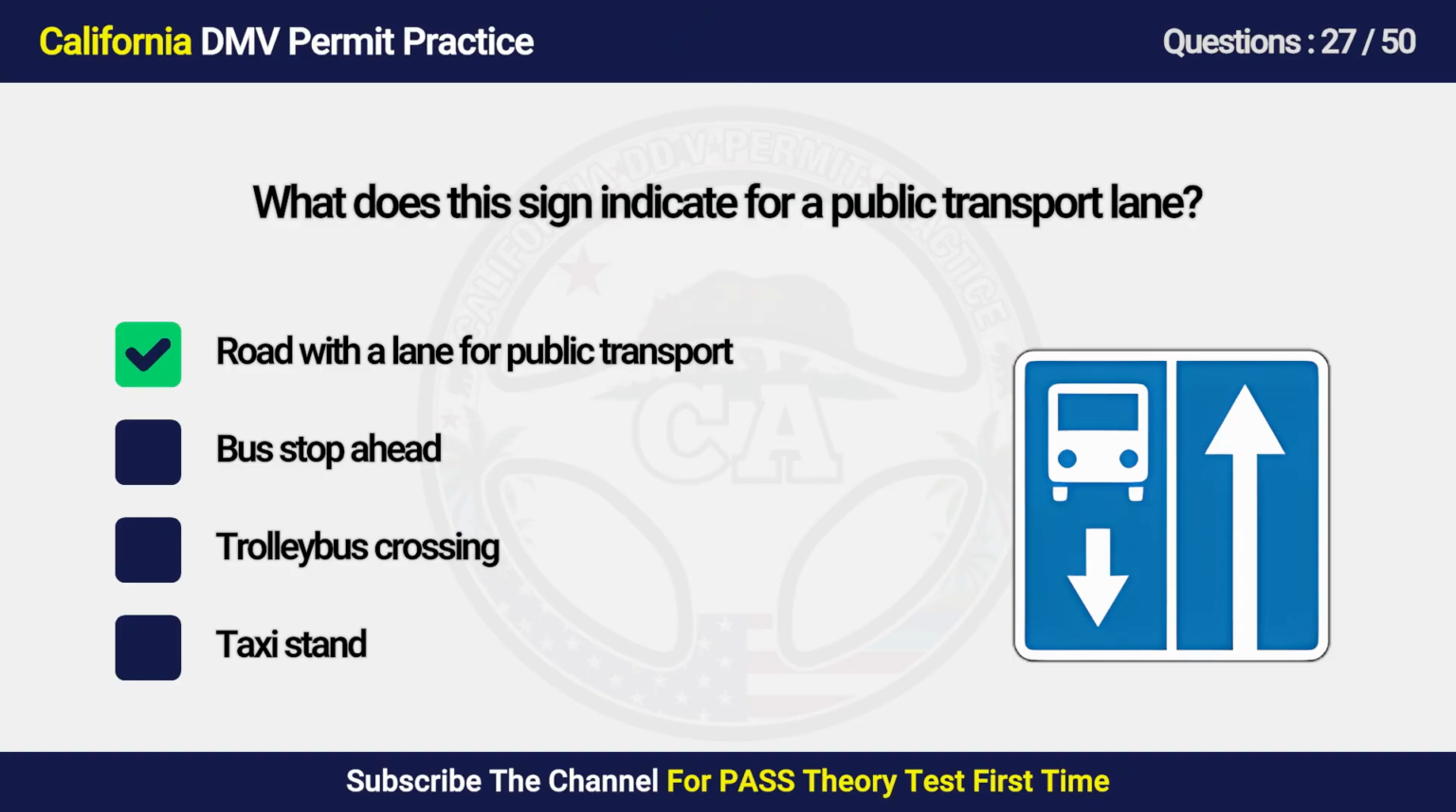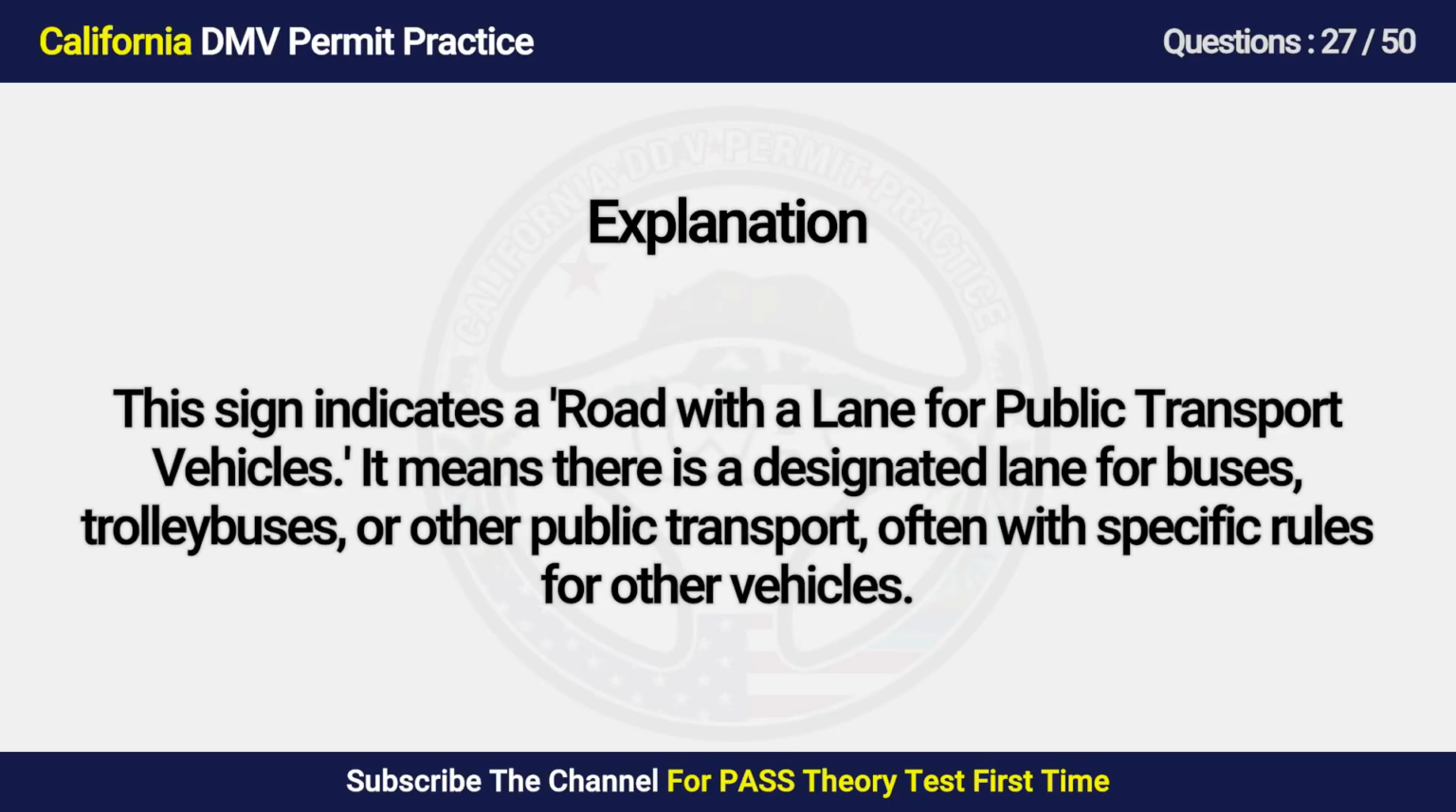Answer is A. Road with a lane for public transport. This sign indicates a road with a lane for public transport vehicles. It means there is a lane for buses or other public transport, often with specific rules for other vehicles.